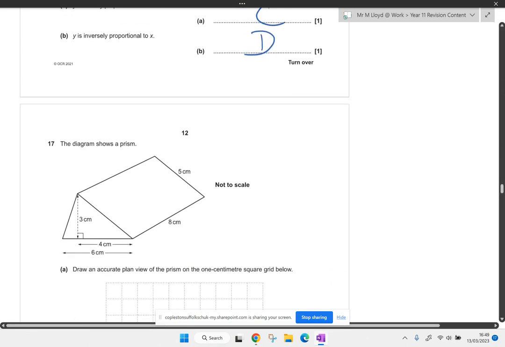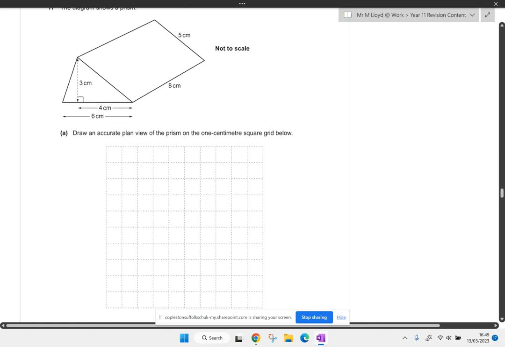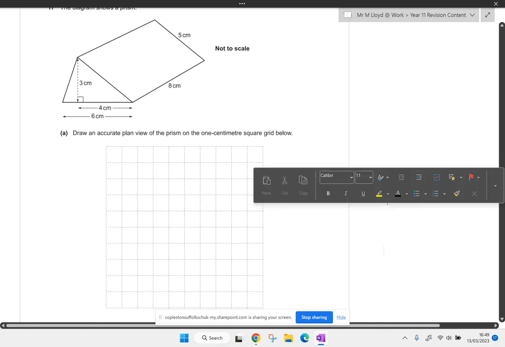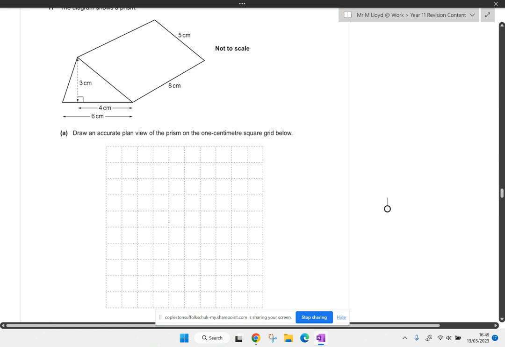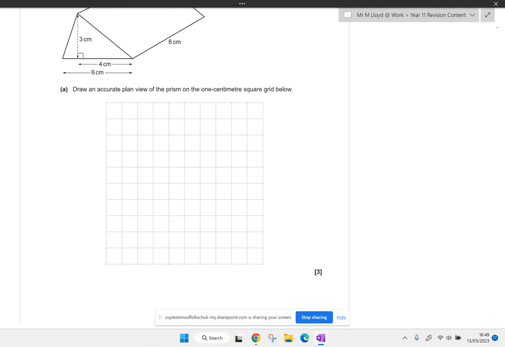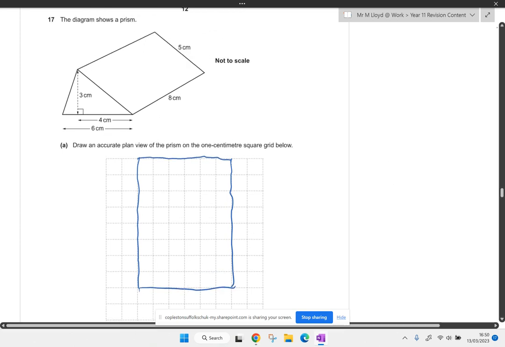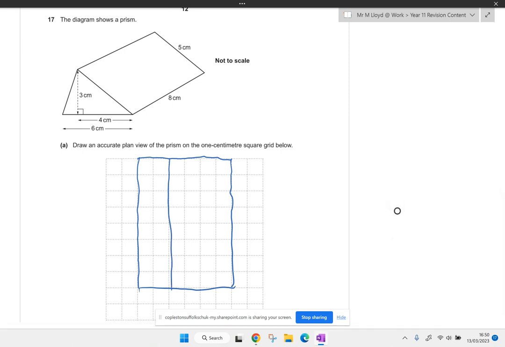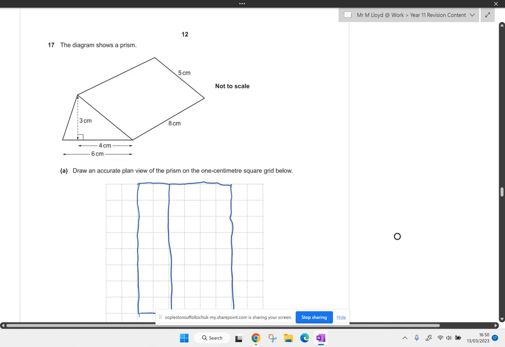Fantastic. Right, question 17. Draw an accurate plan view of the prism. Oh, my word. Okay, so it's got a base of 6 and a height of 8. Right, so plan view means a bird's eye view. So 1, 2, 3, 4, 5, 6. 1, 2, 3, 4, 5, 6, 7, 8. 1, 2, 3, 4. Actually, I can just go down there. And then I need to have a little line through it. So a little line there, because that is going to be where that view is. So that should be fine.